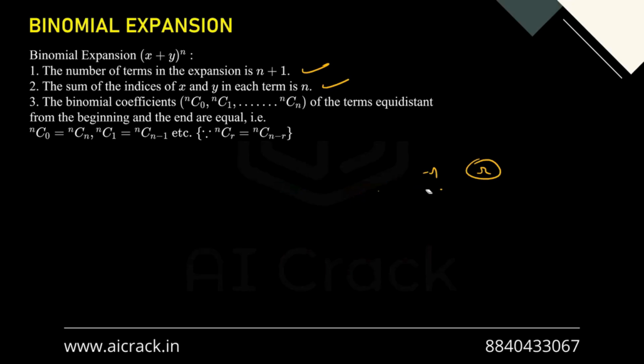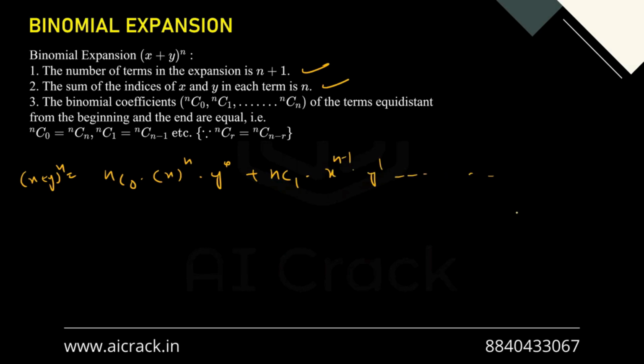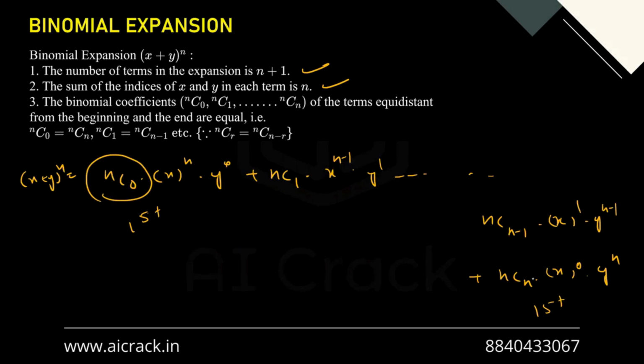That is again very obvious. Let's try to write it for a general term. The first term would be: (x + y) raised to power n equals nC0 · x raised to power n · y raised to power 0, plus the second term, nC1 · x raised to power n − 1 · y raised to power 1. And if I write the second last term, we get nC(n−1) · x raised to power 1 · y raised to power n − 1, plus nCn · x raised to power 0 · y raised to power n. So these are the last two terms, and these are the first two terms. Now if I go first place from the beginning and first place from the end, basically equidistant from the beginning and end, this is the binomial coefficient, and this is the binomial coefficient.